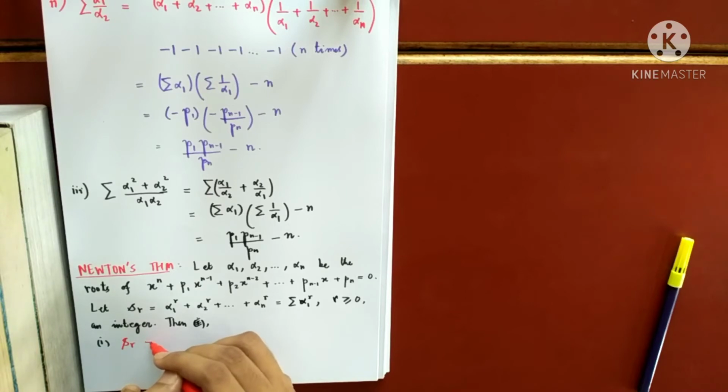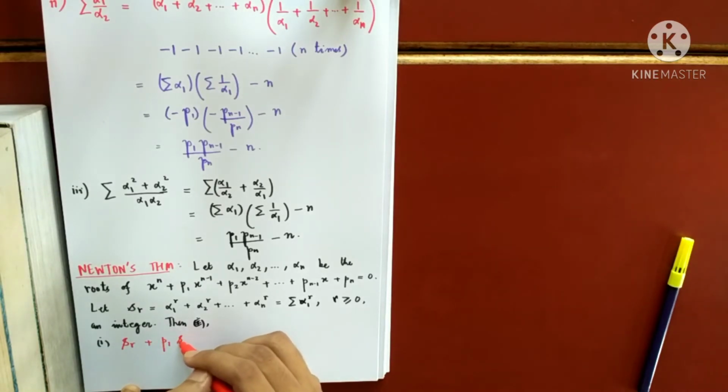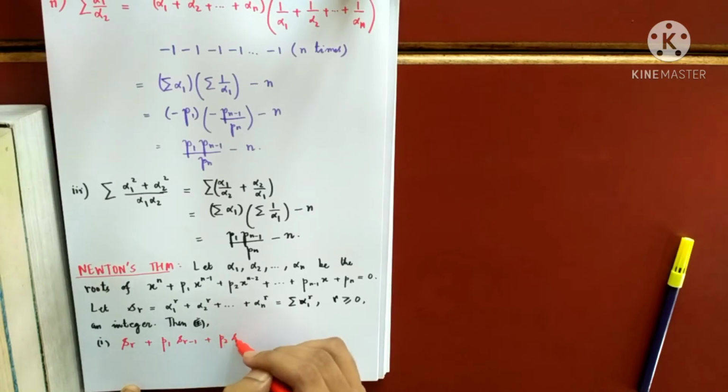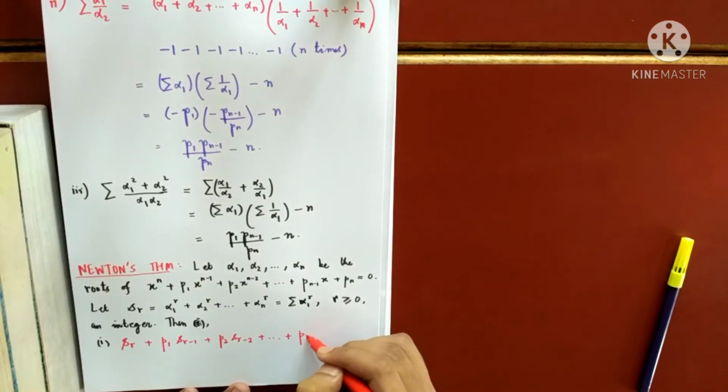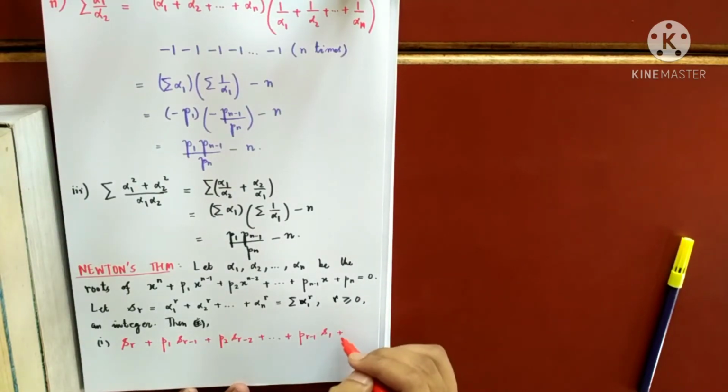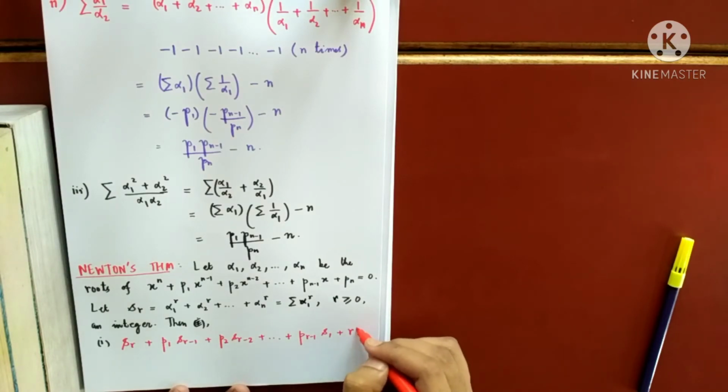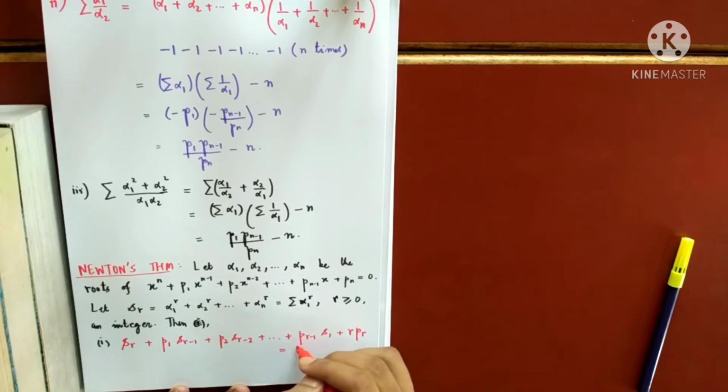SR plus P1 SR minus 1 plus P2 SR minus 2, up to the last one, up to P(R minus 1) S1 plus R PR equals 0, if R is less than or equal to n and greater than or equal to 1. Don't worry, just write it down and I will explain what I mean by this.